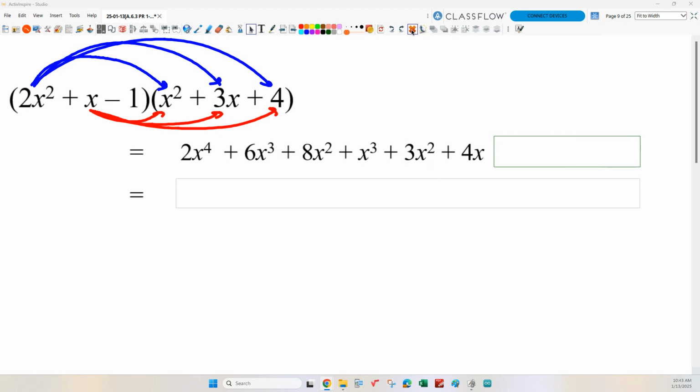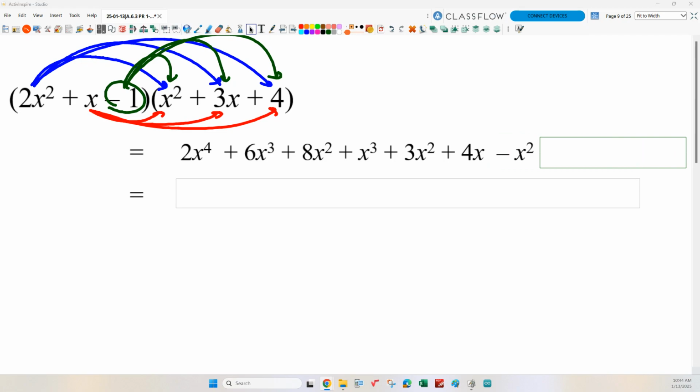Okay, and then finally, last thing I distribute is what? Negative 1. Negative 1 times x squared, negative x squared. Negative 1 times 3x. Negative 1 times 4. Good. And then last thing is just combine like terms, right? We can just kind of check them off as we go.